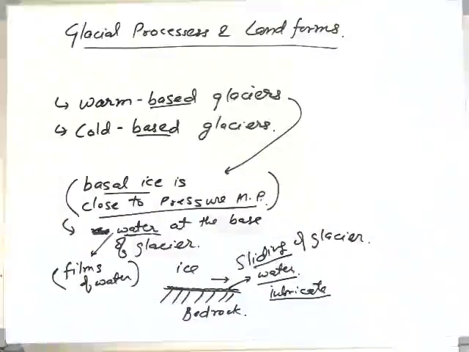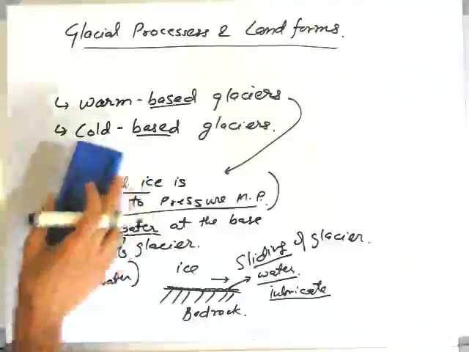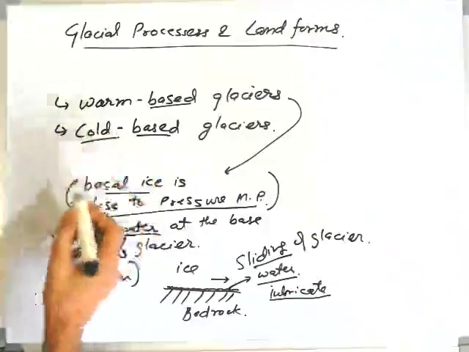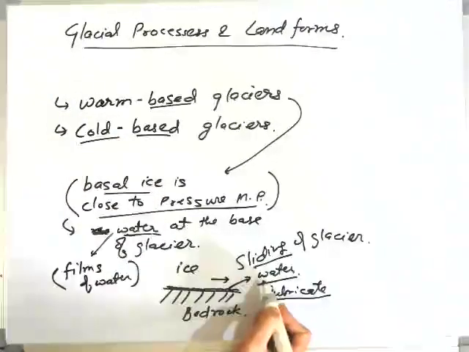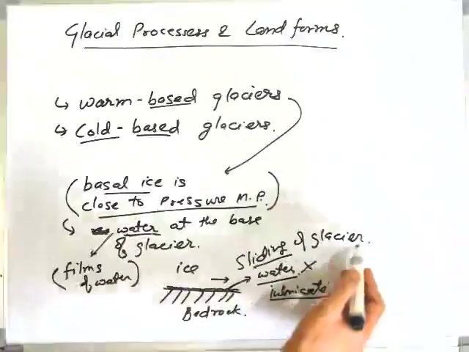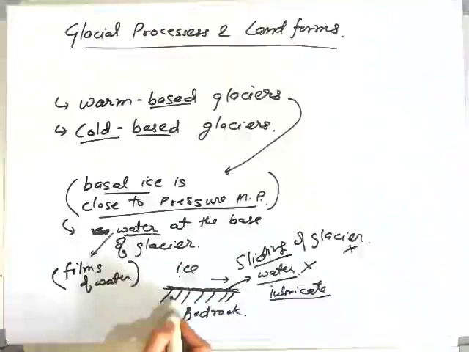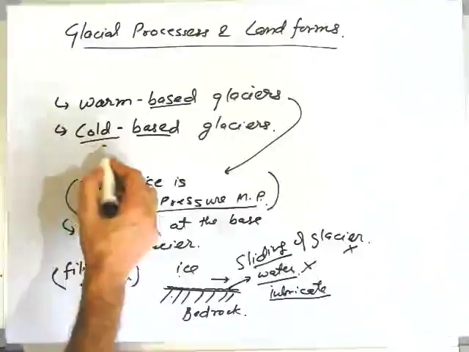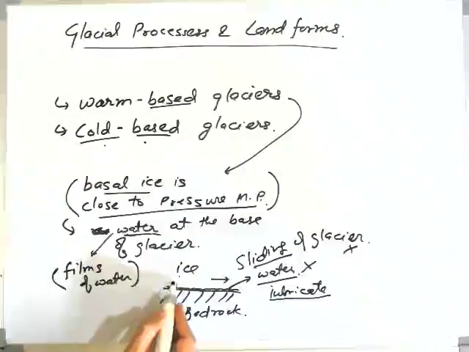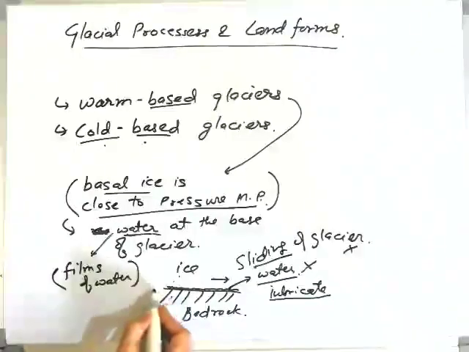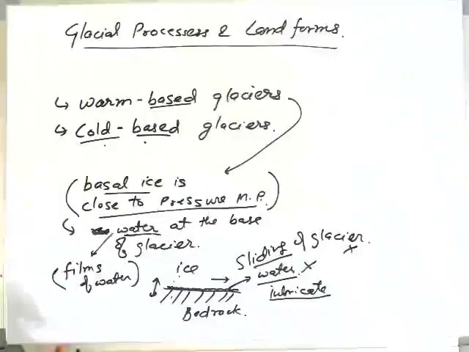Now if the base of the glacier is cold, then there will be no water, and there will be no sliding, and ice will be tightly bound to the bedrock. In case of cold based glaciers, ice is tightly bound to the bedrock, so there is a tight coupling between them. Sliding will not take place.